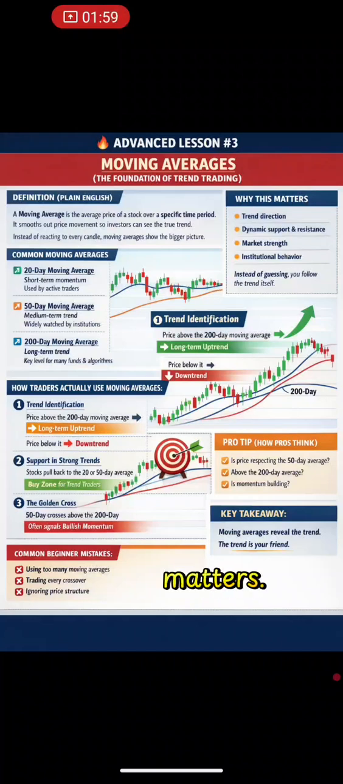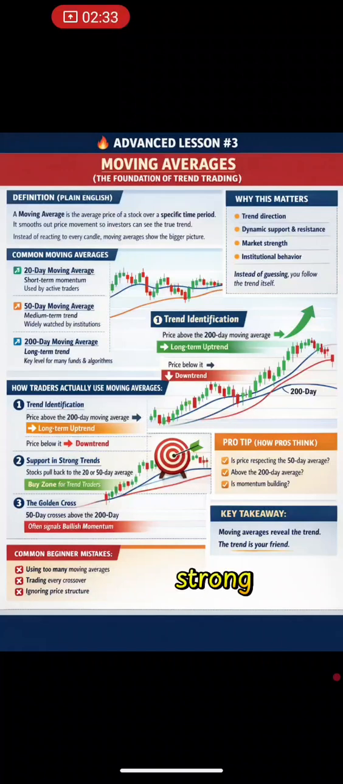Why this matters: moving averages help investors see trend direction, dynamic support and resistance, market strength, and institutional behavior. Instead of guessing, you follow the trend itself, right? How traders use moving averages. Number 1, trend identification: price above the 200-day moving average is a long-term uptrend. Price below it, downtrend.